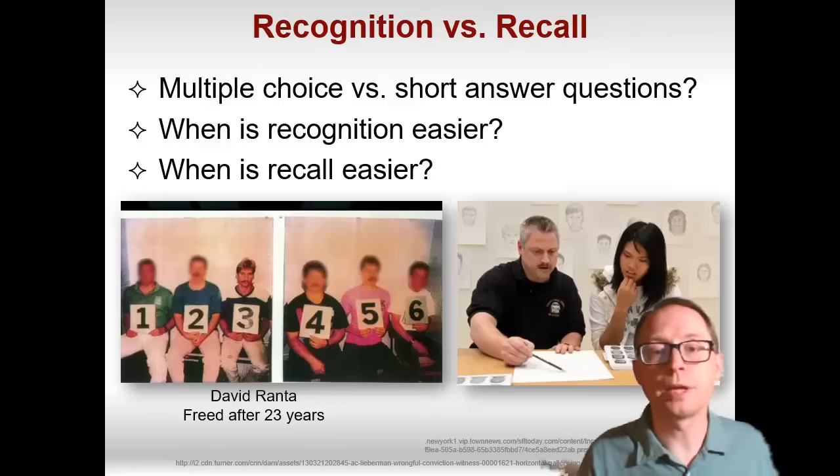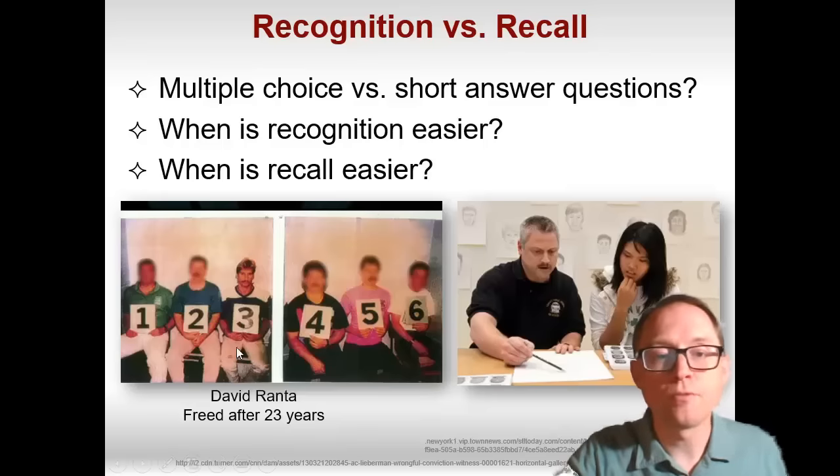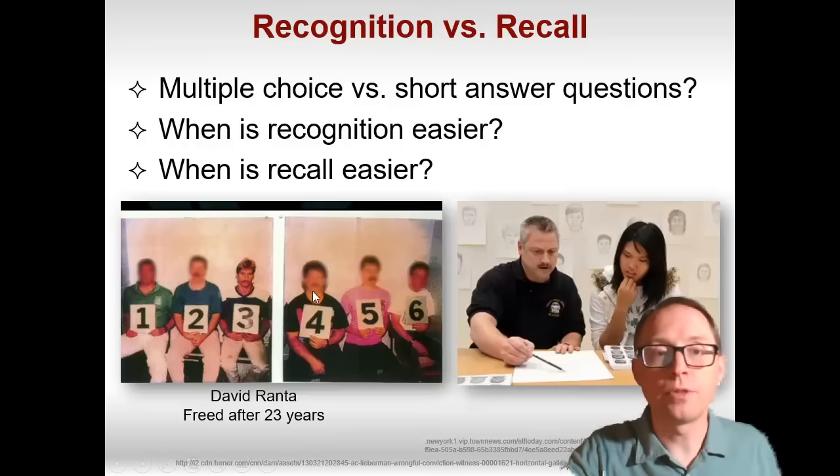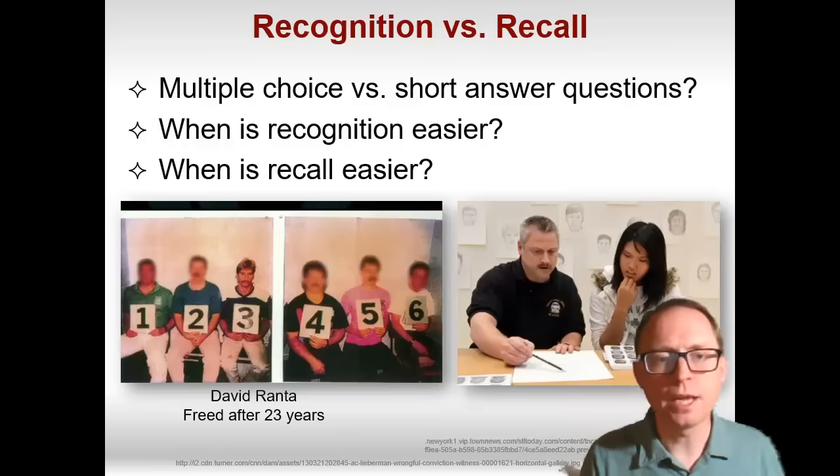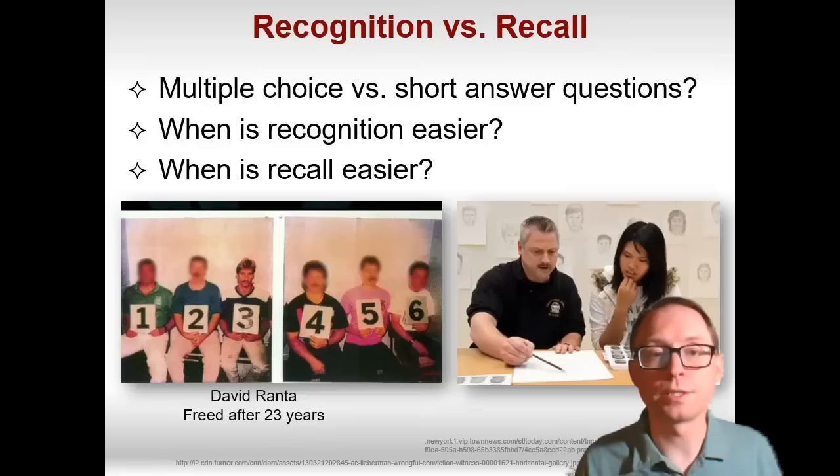So the difference happens to be similar to these forms of criminology. So if you look here, this is a lineup of men, and number three here is David Ranta. And David Ranta was identified in a lineup. This is a recognition task, recognizing which is the correct answer. So in this case, they'd have all the men in front of you, and you have to say, all right, which one is the man who committed this crime? And they said, oh, it's number three. Well, it turns out that David Ranta was not correctly identified. He was not the one who committed the crime, but because he was identified in a lineup like this, he was sentenced, and he was freed after 23 years of prison time.